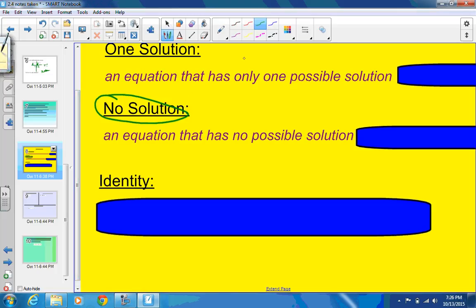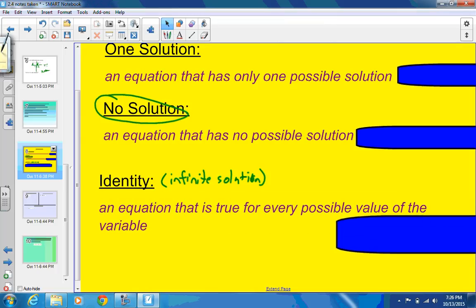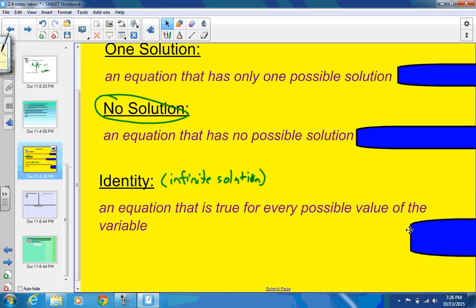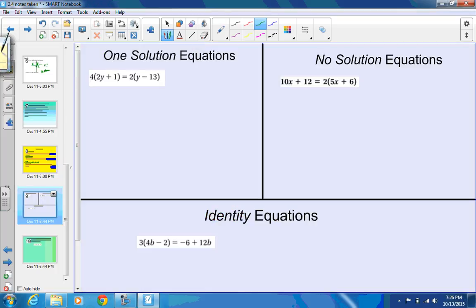The other new situation is called an identity. And I'm going to put it in parentheses here. That's also known as infinite solutions. That means you could plug in any value for the variable, and it'll make the equation true. So an equation that is true for every possible value of the variable. And I'll show you what'll happen when you have an identity situation as well. All right. So we'll do an example of each, and I'll show you what it looks like.